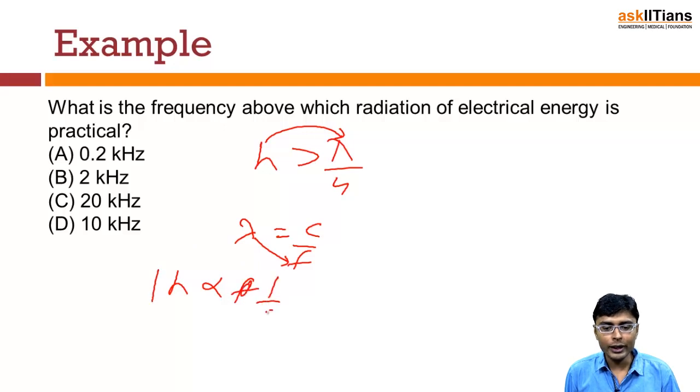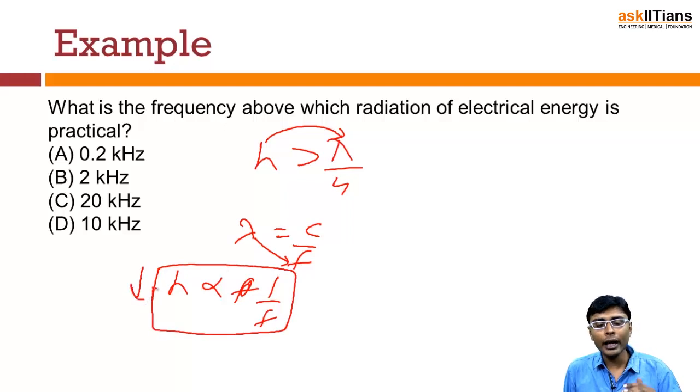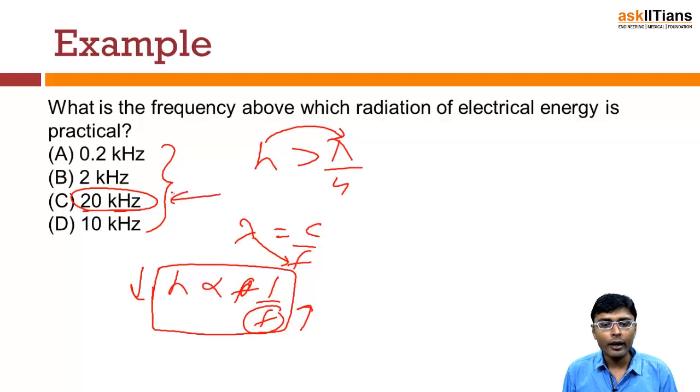So the height is inversely proportional to frequency. If you want the height of the antenna to be less, the frequency should be higher. The higher the frequency, the lesser the height of antenna required, and that will be good for our system. So we want the signal to be of a higher frequency. In the example, we can directly answer that 20 kilohertz is the highest frequency among these four frequencies. Therefore this should be the frequency above which the radiation of electrical signal is practical.